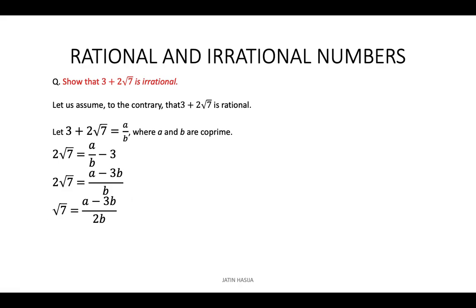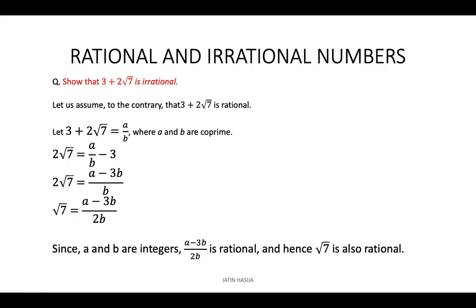Our aim is to separate out the values which are under the roots. I repeat, in any question, our aim is to separate out the values which are under the roots. Now, a minus 3b upon 2b is a rational number. We know it because a and b are integers. Now, if a and b are integers, we can write a minus 3b upon 2b as a rational number.